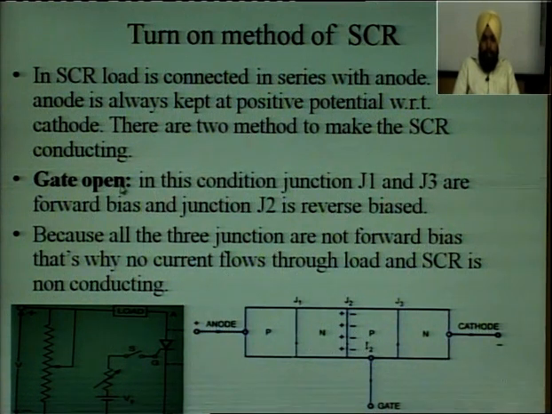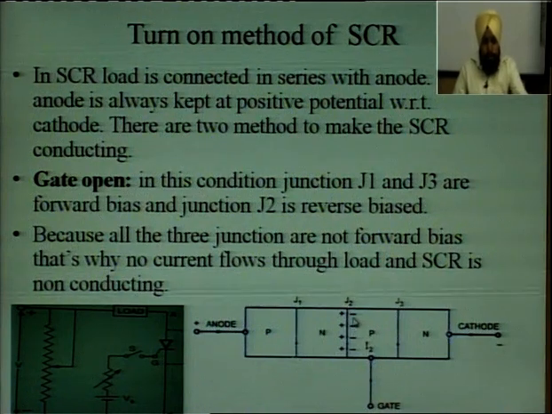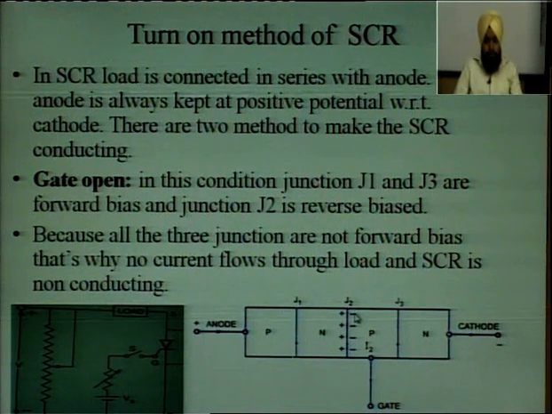Now the gate was open, and we keep on increasing the forward voltage. Then a point will come where this junction J2 will break. When this junction J2 breaks, the current from anode to cathode will start flowing. So, two cases we see when the gate is open. First, no current will flow. Second, current will flow, but only after the forward breakover voltage. So, junction J2 will break after the forward breakover voltage.